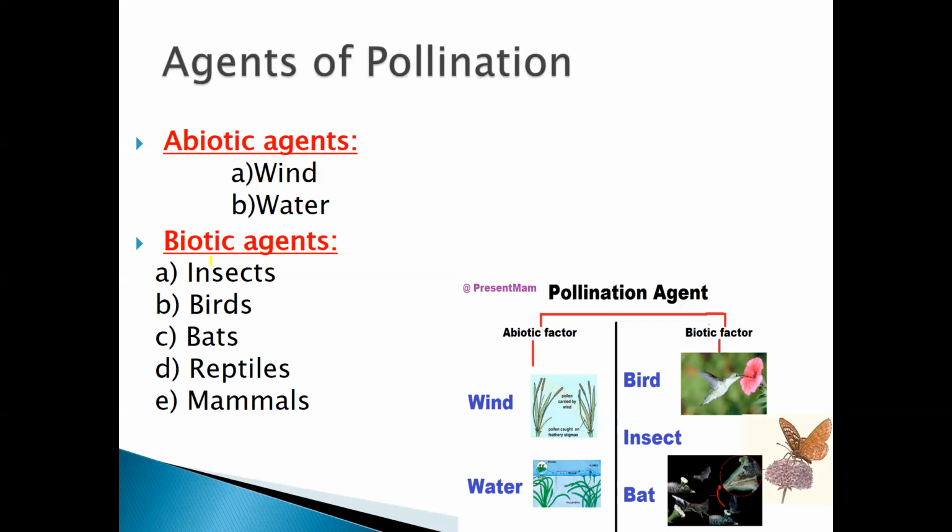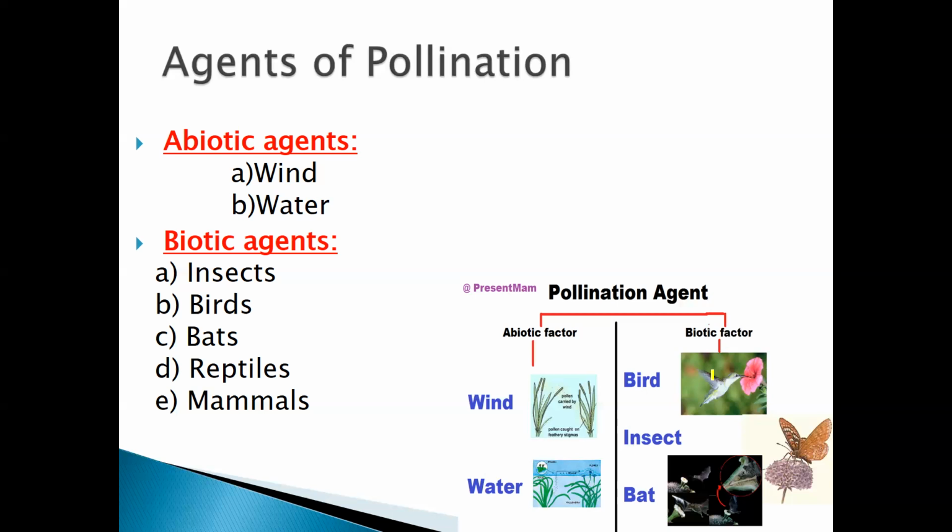So it's one of the important questions. In abiotic agents, that is the non-living agents, which are those 2 types? There are 2 types, one is wind and the other one is water. So remember, abiotic or non-living agents have 2 types, wind and water. And biotic agents are insects, birds, bats, reptiles, and mammals. These are the different living agents which help in pollination.